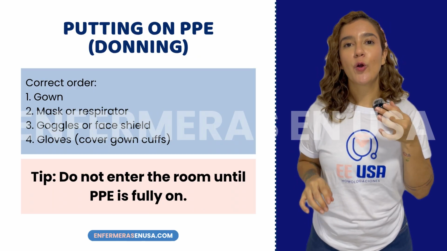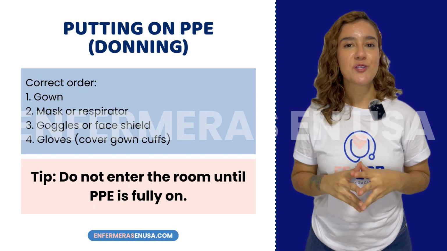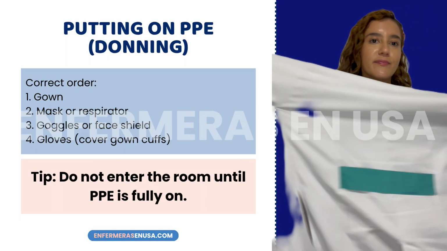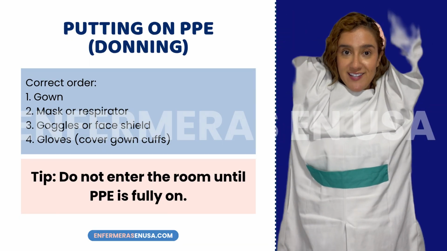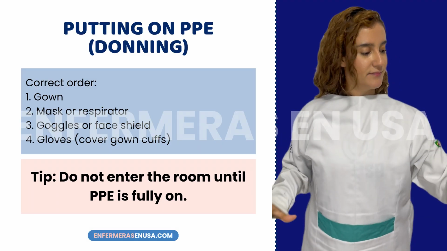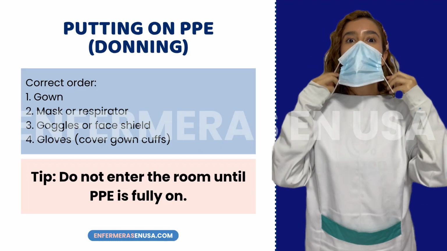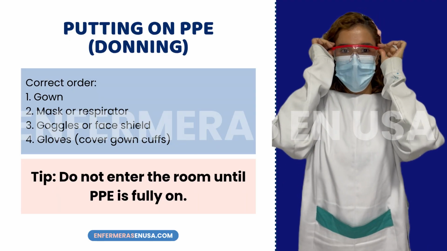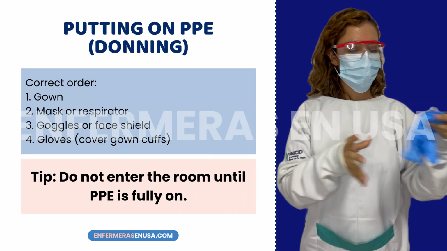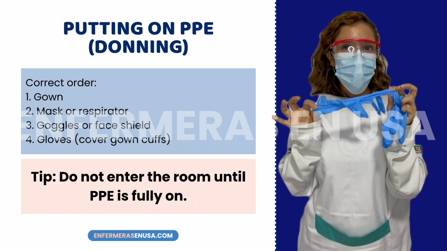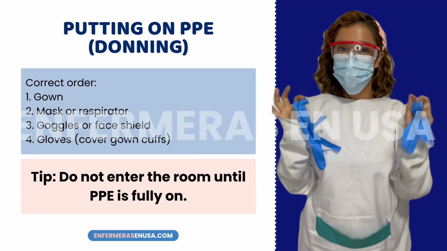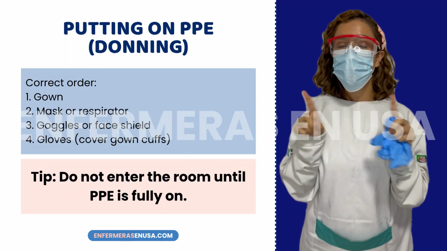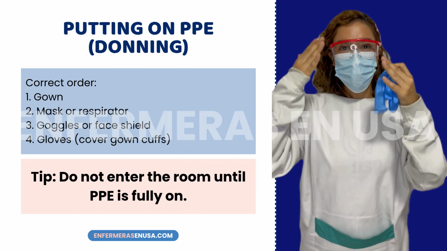Donning PPE is where order matters. Remember this sequence to protect yourself properly. First, the gown. Second, the mask or respirator. Third, the goggles or face shield. In this case, goggles. And fourth, the gloves. The gloves should always cover the cuffs of the gown. It's so important. And an NCLEX tip: if you haven't put on all your PPE yet, don't enter the room. Wait until you are fully protected.